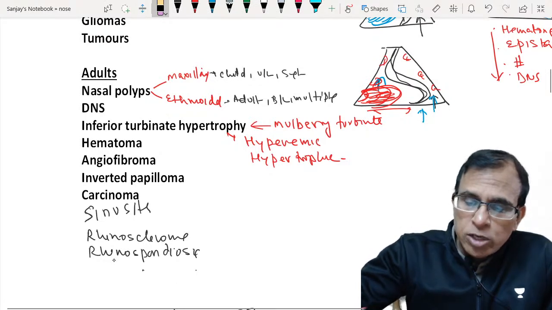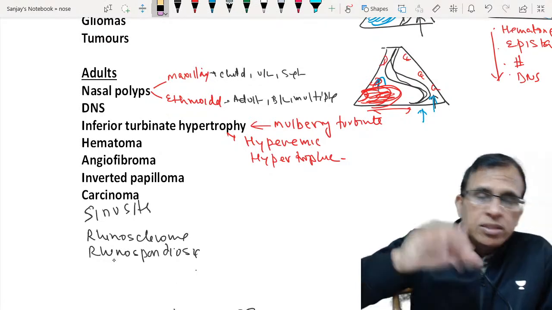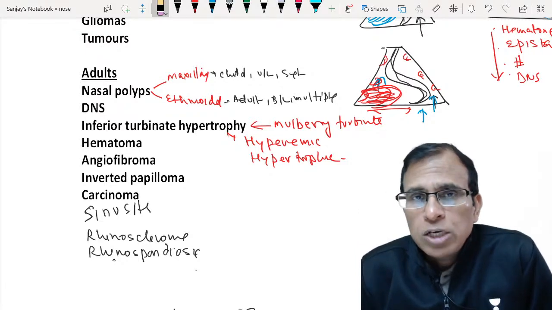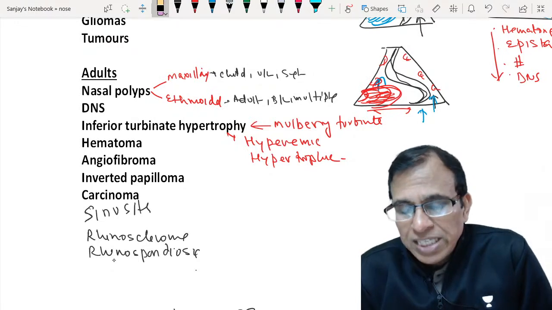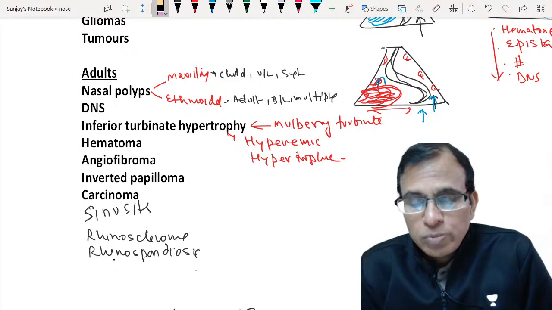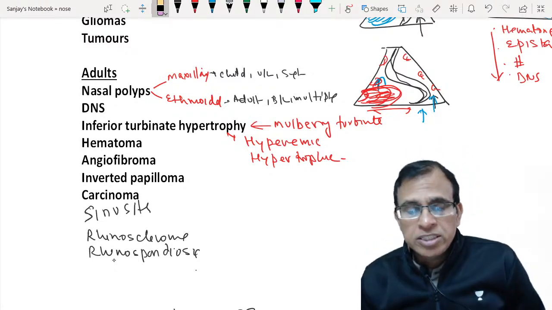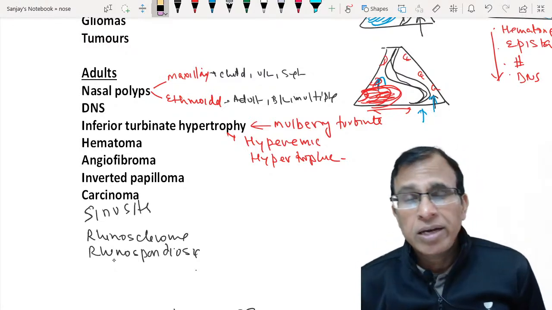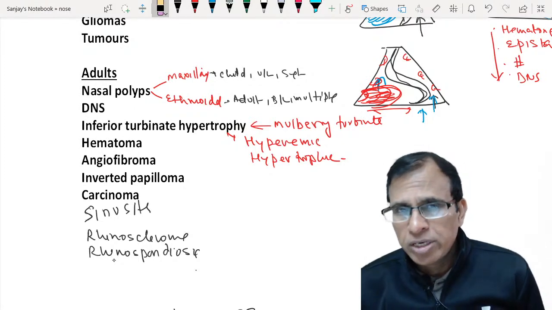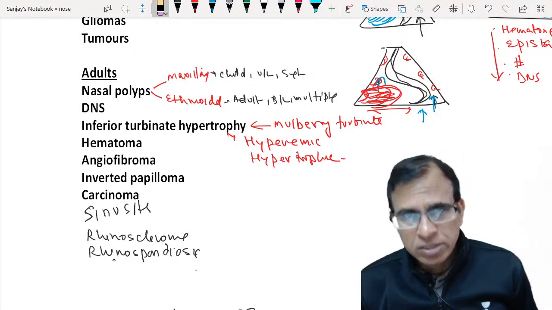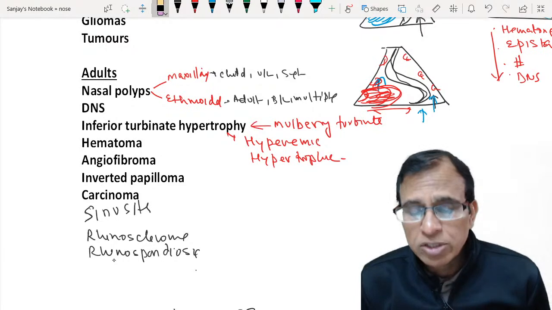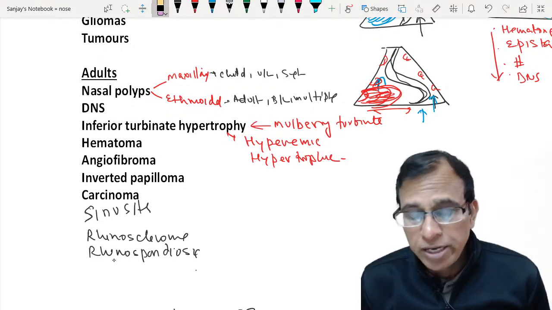Now, the first one, rhinoscleroma, has 3 stages. There is a stage of atrophy, there is a stage of granuloma formation, and there is a stage of sclerosis. And it's an infective disease caused by Klebsiella rhinoscleromatis. In India, it is seen in the semi-desert like, arid areas: Rajasthan, Punjab, Haryana, parts of Delhi, and Gujarat, this belt, Western India, you can say. This pathogen grows very well in these semi-arid areas.